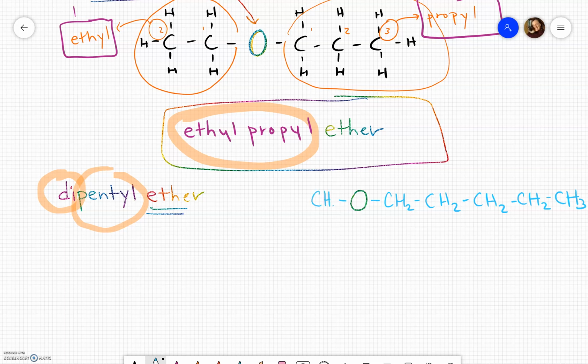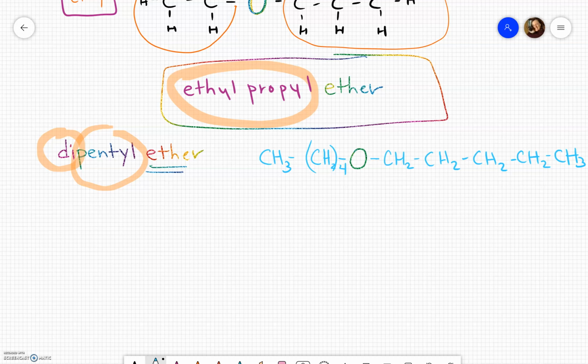I'm going to really condense it this time. So CH2, I have that 1, 2, 3, 4 times, followed by a CH3 on the end. So that's a semi-condensed structure or condensed structure formula with the dipentyl ether.